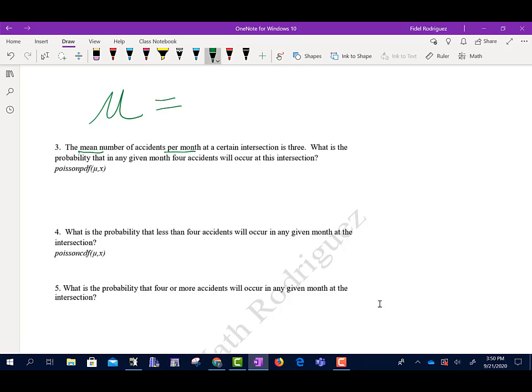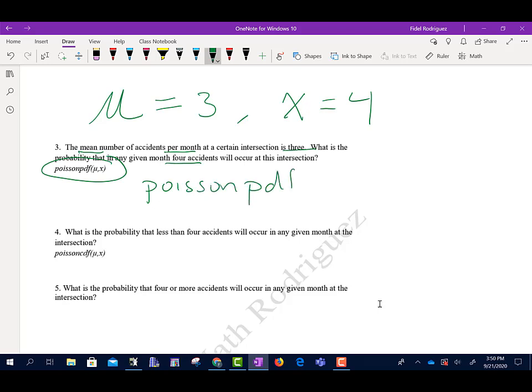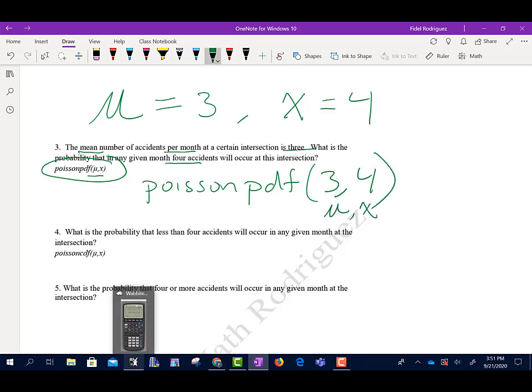There's my interval, is equal to 3, okay? X is going to be the number of accidents that we're interested in. We're interested in finding the probability that in any given month 4 accidents is going to occur, okay? So what I'm going to do, guys, on my calculator, I'm going to use something called the Poisson Pdf, okay? And if you notice, the first number is going to be my average, and the second number is going to be the particular number of instances we're looking at. So in this case, I'm going to put 3, 4, okay, because my average here is this, and there's my X number.